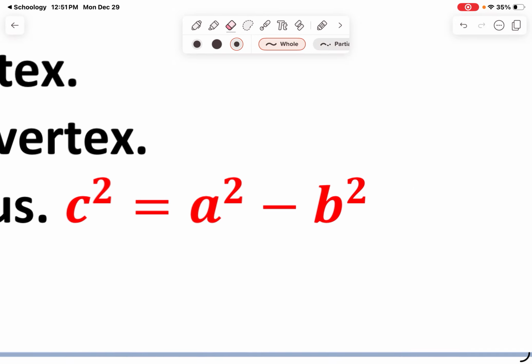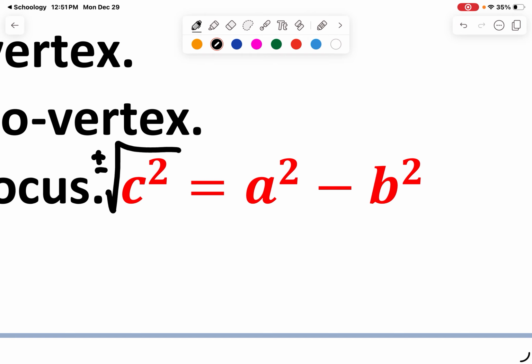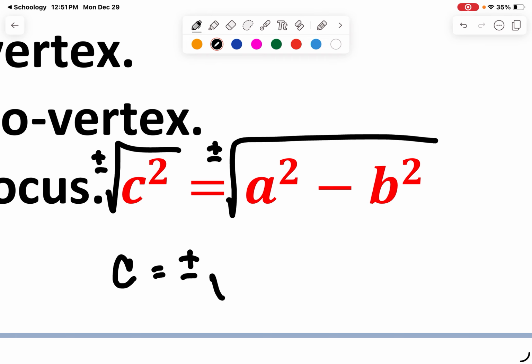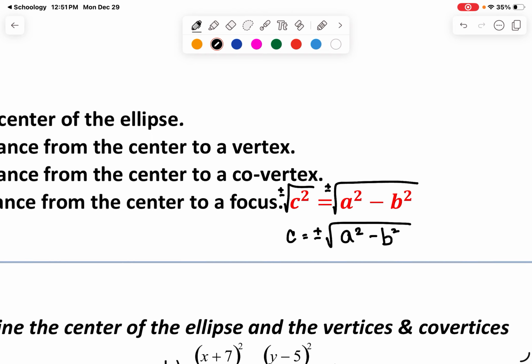How do we find C? We use this equation. C squared equals A squared minus B squared. And then we'll solve for C by square rooting. We'll say square root plus or minus. And we'll end up getting C is equal to plus or minus the square root of A squared minus B squared. And we'll get that value. Now that could be a whole number where we count like, oh, it's plus or minus 2, right 2, left 2, or up 2, down 2. Or it could be like root 13. And then we have to estimate where that is.